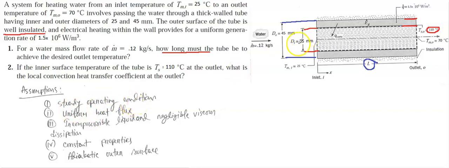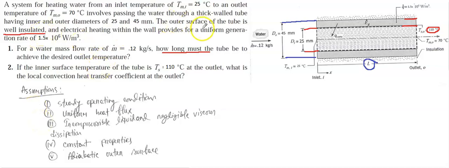We have uniform heat flux. We have constant properties. The outer surface is insulated, so this is the adiabatic outer surface, and we say it is an incompressible liquid with negligible viscous dissipation. That's all our assumptions for this problem. Once we have done with these assumptions, then we'll start with solving the problem.